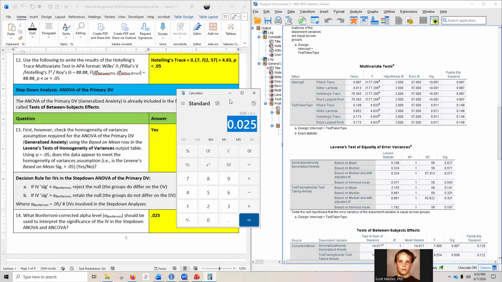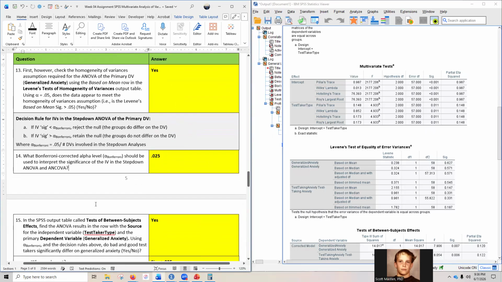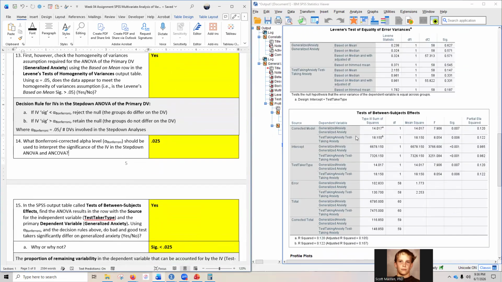It has to be p, or sig, has to be less than 0.025 for each of the tests for us to conclude that test is statistically significant. There's a difference between the groups. All right, so let's go to our test of between subjects effects table, this big old monster. In here, there's a bunch of stuff. We don't really care about corrected model, intercept, total and corrected total may or may not be correct. Usually, I don't trust them, so I tell you guys to add up your own sum of squares and degrees of freedom. But test taker type is useful, and so is error.